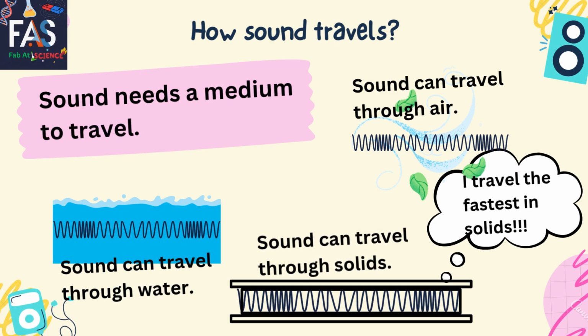But here's the big question: how does sound actually travel, or propagate? Well, sound needs a medium like air, water, or even solids to move. It can't travel through a vacuum like space because there's no material for the sound waves to move through. And here's a fun fact: sound actually travels faster in solids than it does in air or water. That is why, if you put your ear to a wooden table, you can hear someone tapping on the other end before you'd hear it through the air.